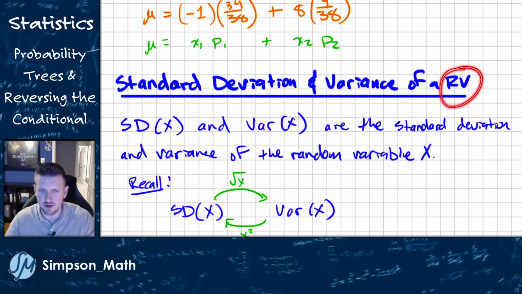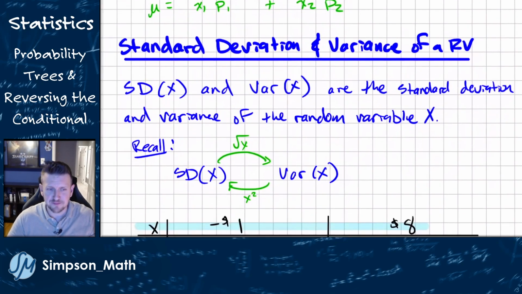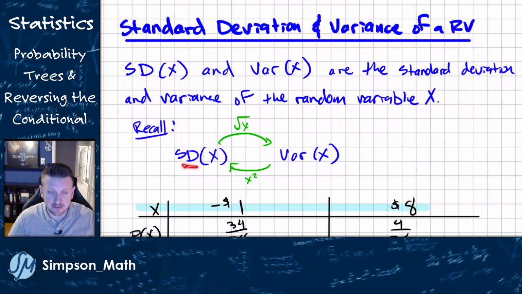RV is abbreviated random variable. So the standard deviation of x and the variance of x are the standard deviation and variance of a random variable x. So SD for standard deviation, var for variance. Recall that if I have the standard deviation of x and I want to get to the variance of x, we would square root it.